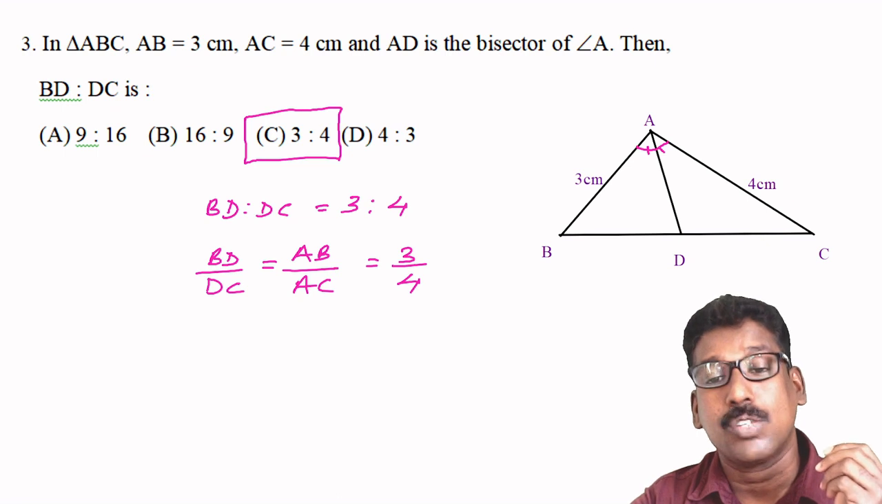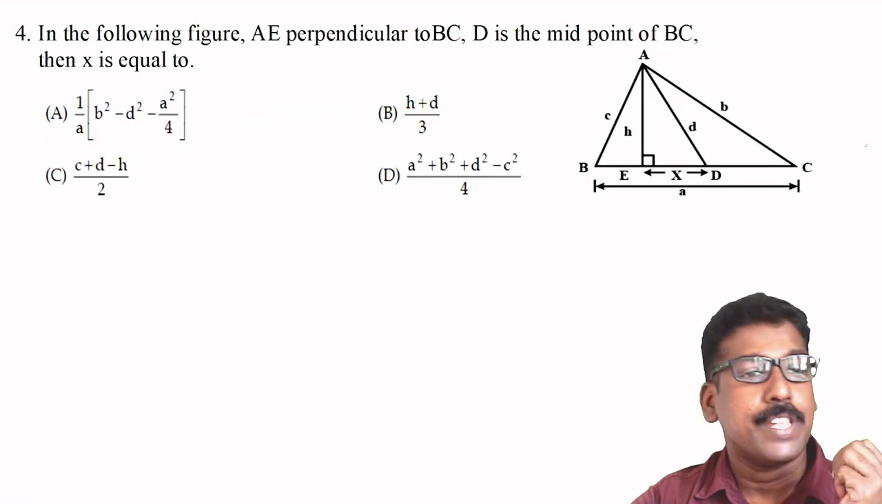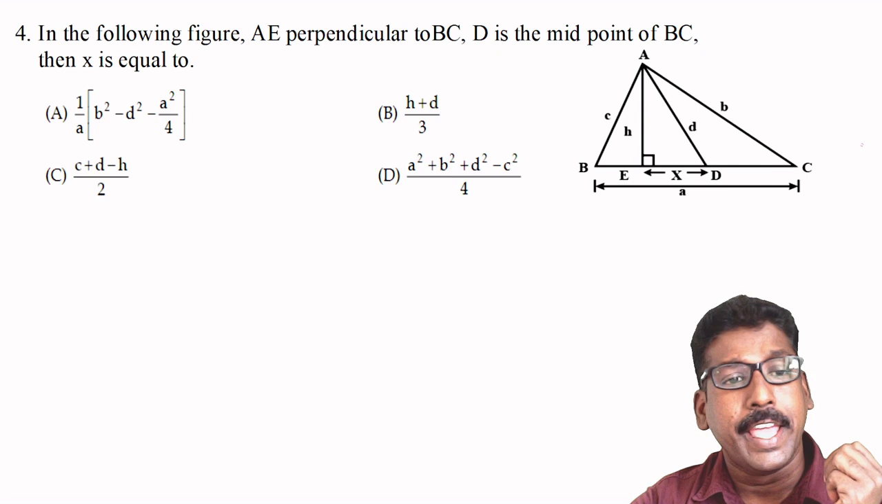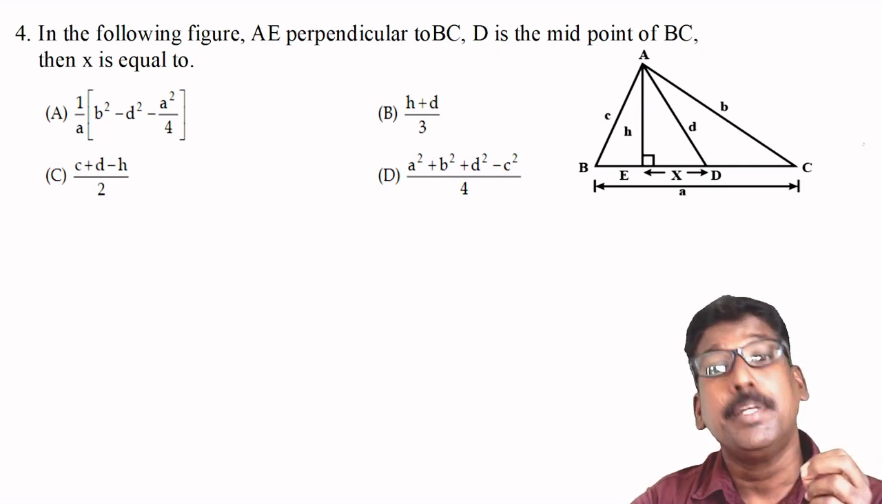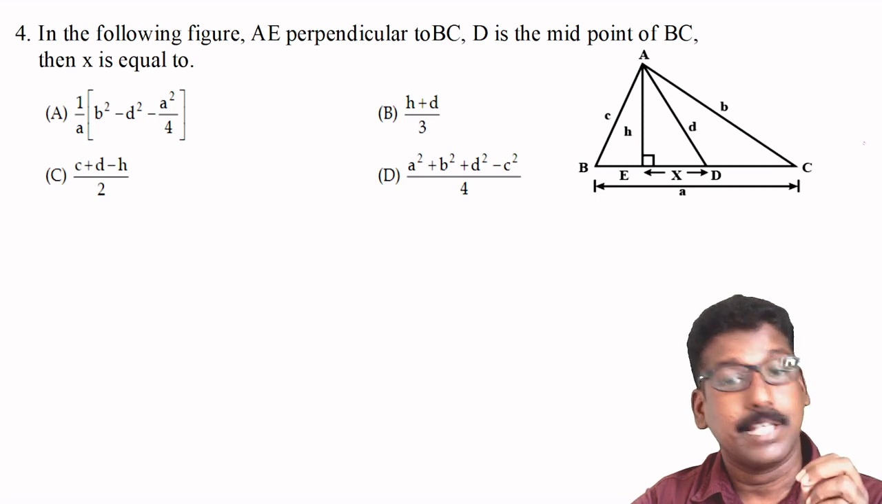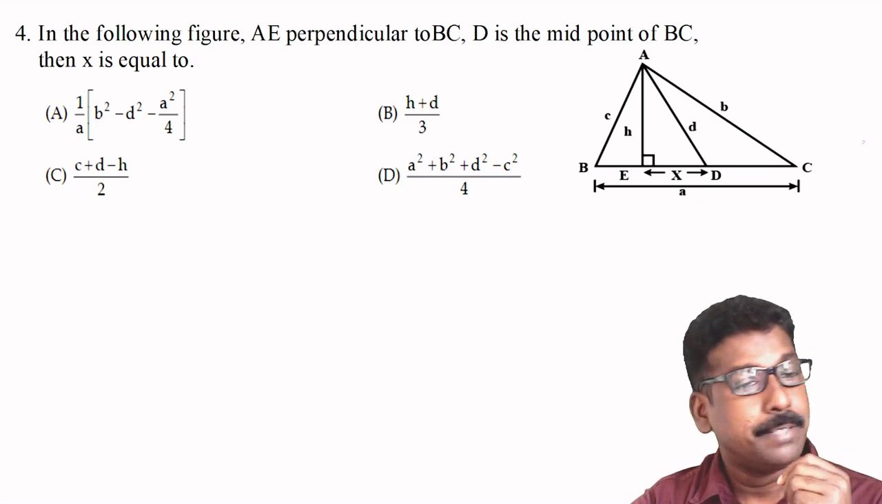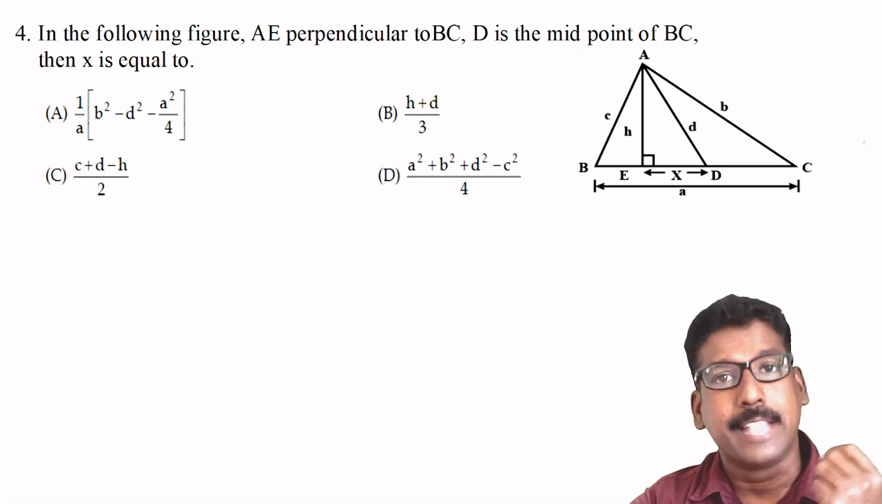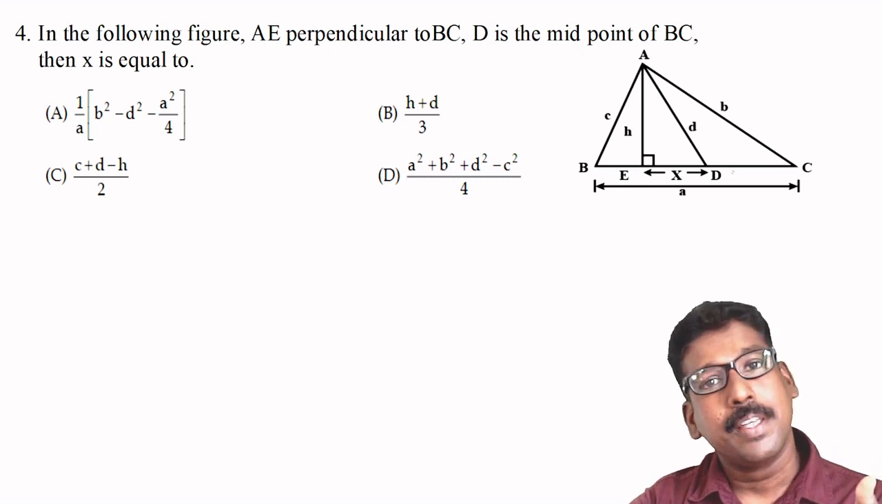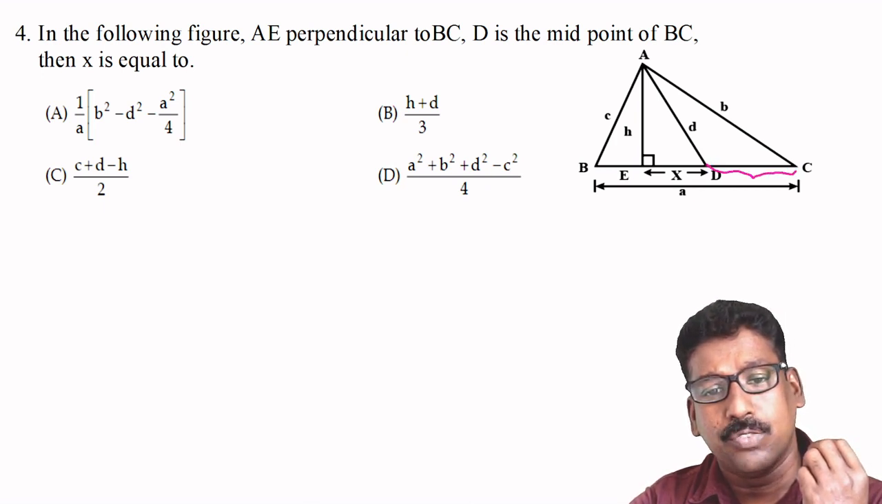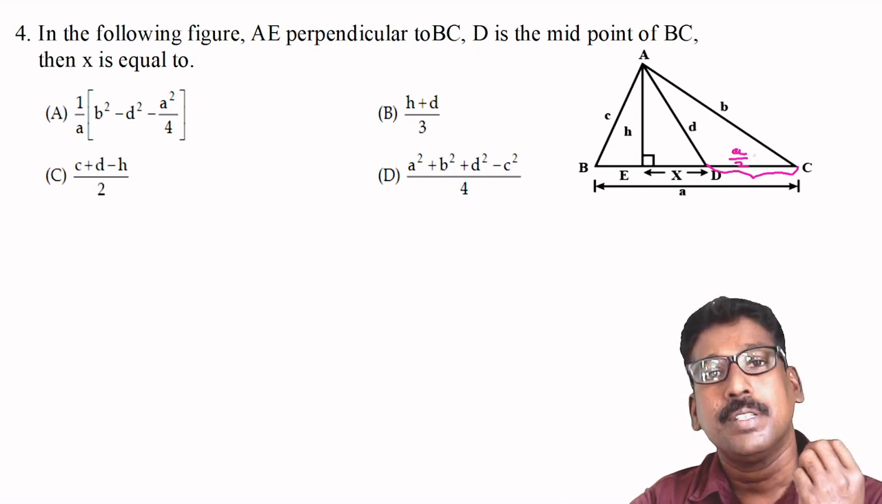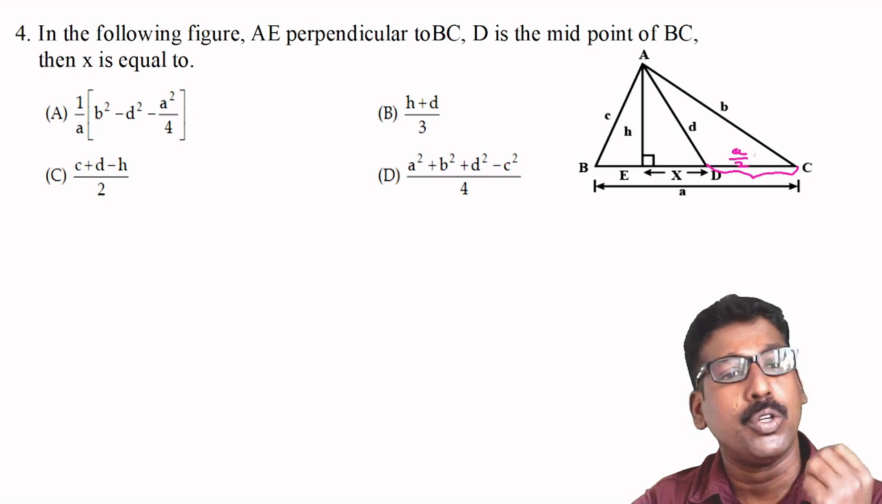Now look at the next question. Here is your question. In the following figure, AE is perpendicular to BC and D is the midpoint of BC. That means AD is the median. You want to find out the value of x. To solve this, you can use the Pythagoras theorem. Here, the length of BC is equal to a. Then what is the length of DC? Of course, it is a by 2 because D is the midpoint of BC.